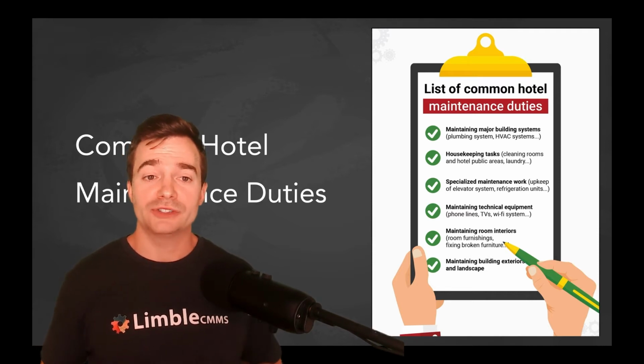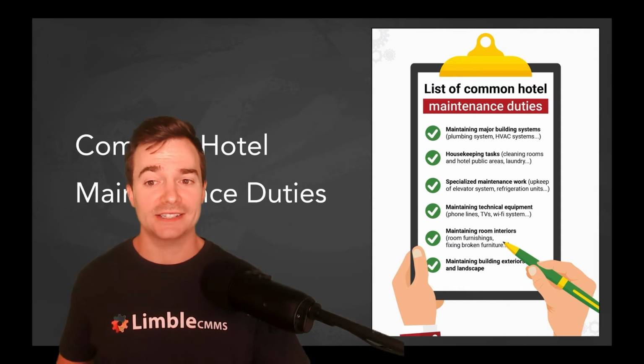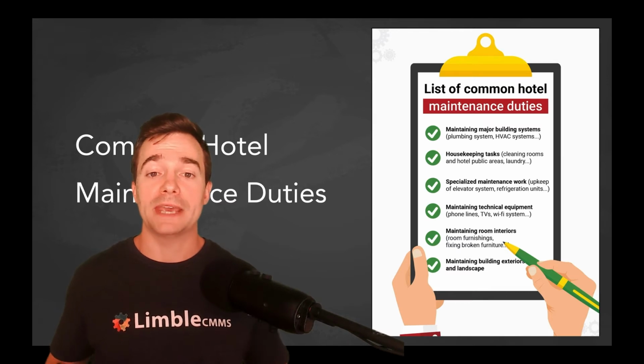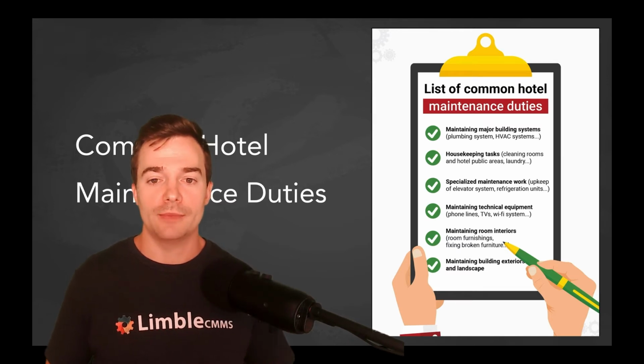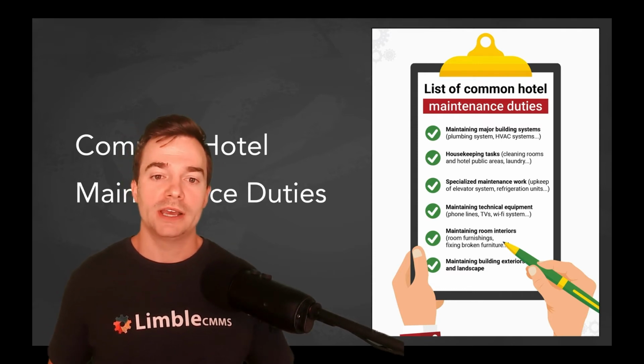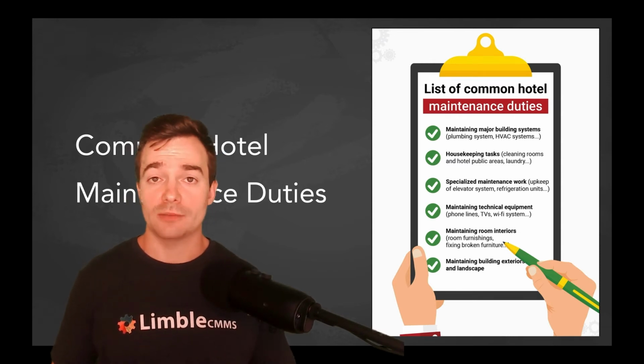And then we have housekeeping tasks. So cleaning rooms and hotel public areas, laundry, restocking guest room amenities, and reporting problems to the maintenance team. And we have specialized maintenance work, which might include upkeep of an elevator system or services on refrigeration units. And we have maintaining technical equipment. This means phone lines, TVs, Wi-Fi systems, and computer equipment.